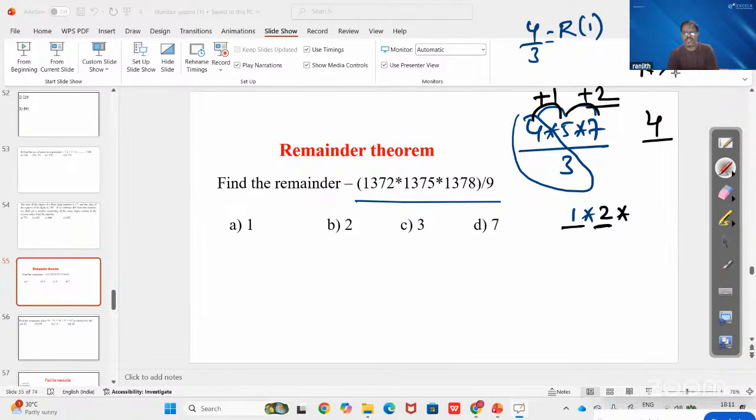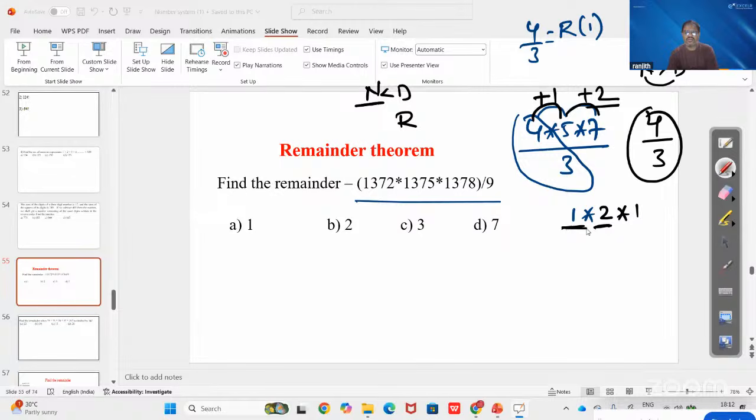Numerator is more than denominator, so we need to take the division method. If numerator is less than denominator, whatever the numerator is, that will be the remainder. Here 4 by 3, in the sense, again we need to divide. When we divide 4 by 3, remainder will be equal to 1.